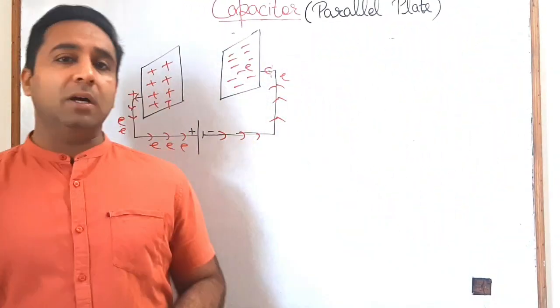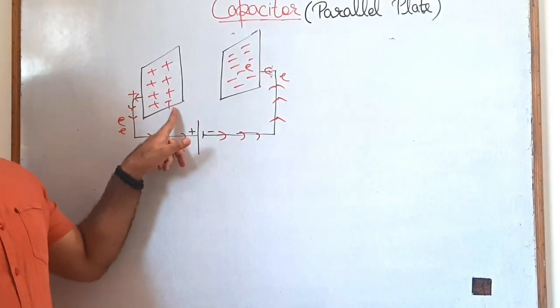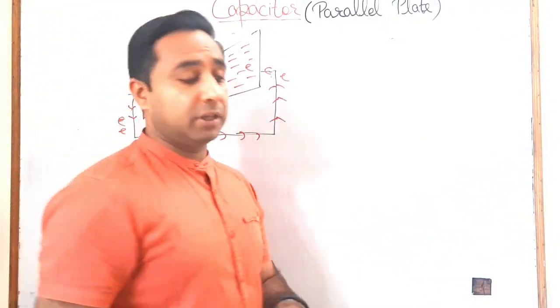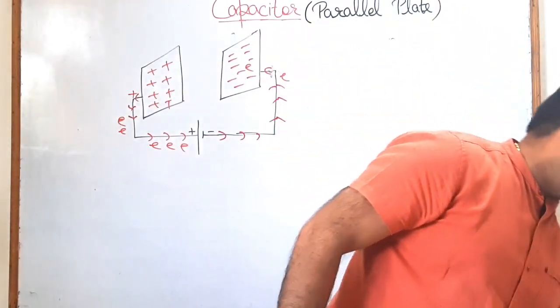So in this way, the one plate become a positive one, the second become the negative one, and that become the parallel plate capacitor having the two plates. One is having the positive charge and second is having the negative charge. So that's about the initial concept of this parallel plate capacitor.